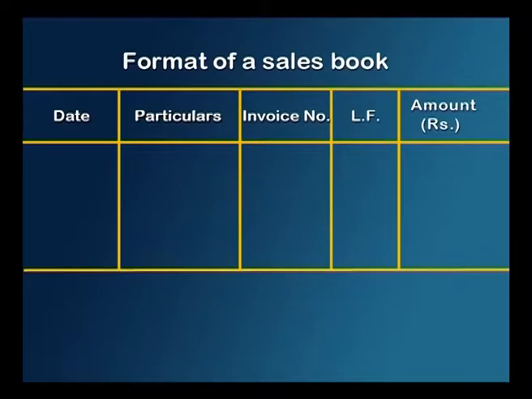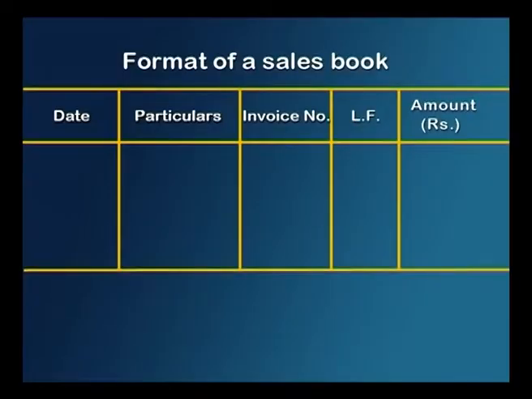Let us have a look at the format of a sales book. As you can see, the format of a sales book is the same as that of a purchase book, and the technical details of this book are also the same as that of the purchase book, with the basic difference that while the purchase book records credit purchase of goods or merchandise from suppliers, the sales book records credit sale of goods or merchandise to the customers. Let us quickly understand the purpose of these columns.